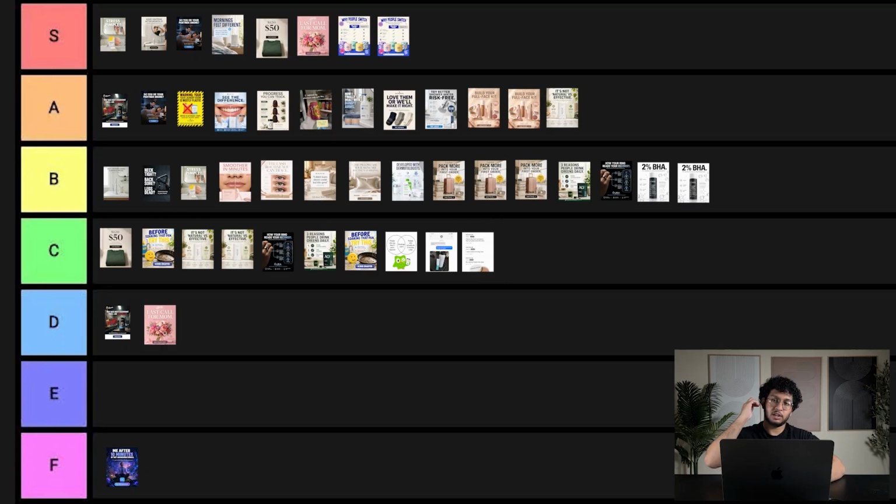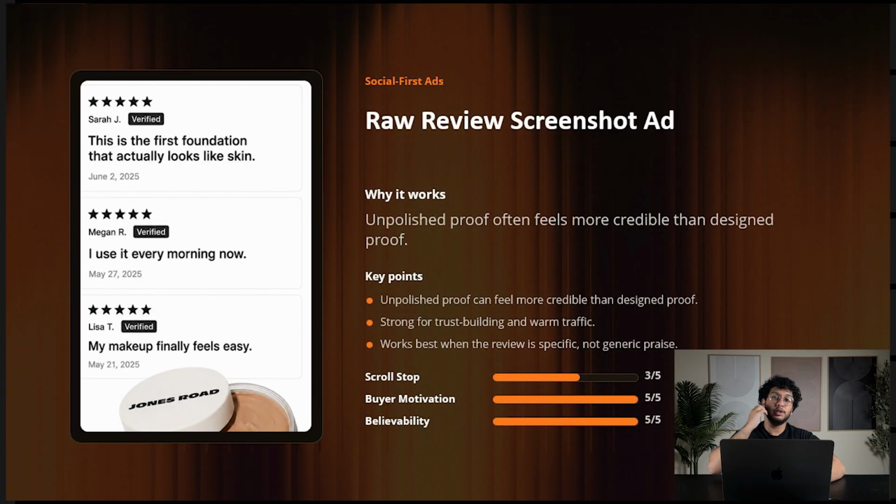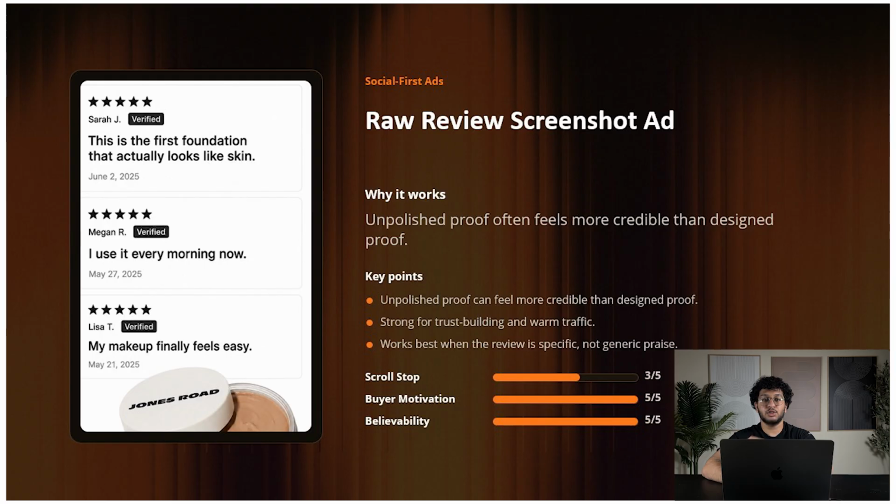Raw review screenshots are C tier. They're believable but not always scroll stopping. They are usually better for warm traffic, retargeting, or trust building than cold acquisition. The proof is strong, the visual hook is weaker, so this is useful, but I would not rely on it as a primary cold static.